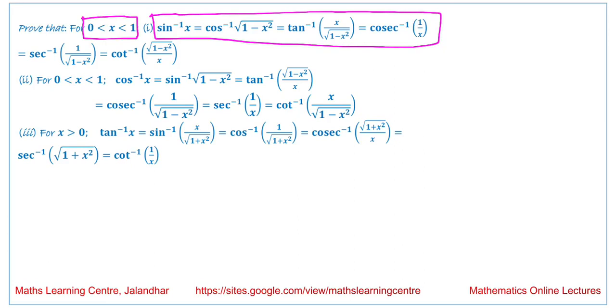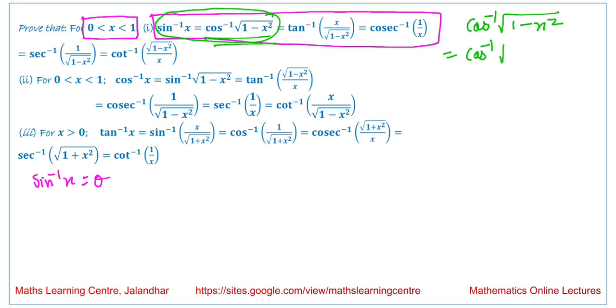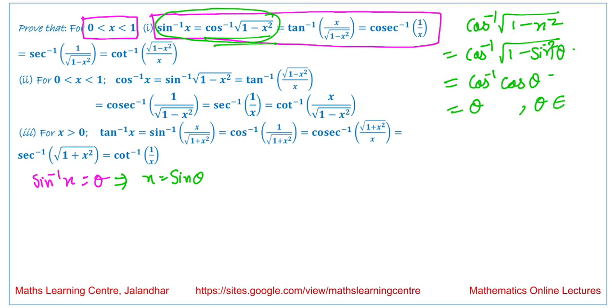To prove this result, suppose sine inverse of x is equal to theta. I am talking about the first two terms over here. So we have cos inverse of square root of 1 minus x square, which is equal to cos inverse of square root of 1 minus sine square theta, since x is equal to sine theta. That is equal to cos inverse of cos of theta, and this is equal to theta if theta belongs to 0 to pi.